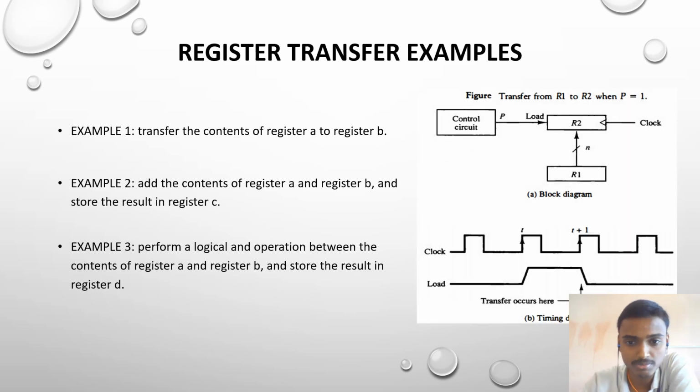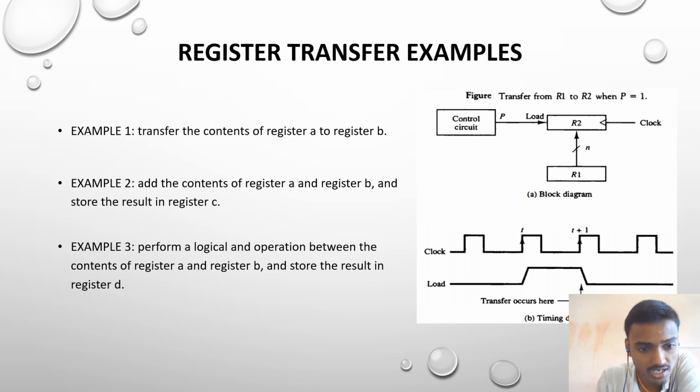Register transfer example. Let's see the examples of it. Transfer contents. First, take example one. Transfer the contents of register A to B. Let's understand the block diagram. In order to perform a certain operation, there will be a condition. If this condition is true, the control unit produces a signal called load signal to the R2 register, and a clock signal is present in order to perform it at a certain time. The data stored in R1 is transferred to R2 if the condition is true. That's what it said: transfer the contents of register A to B.